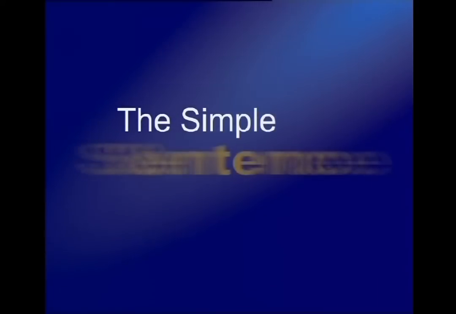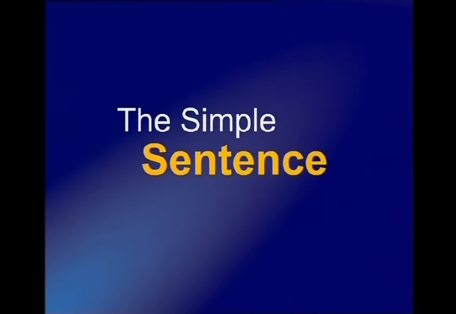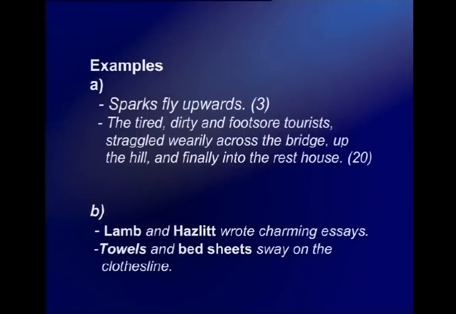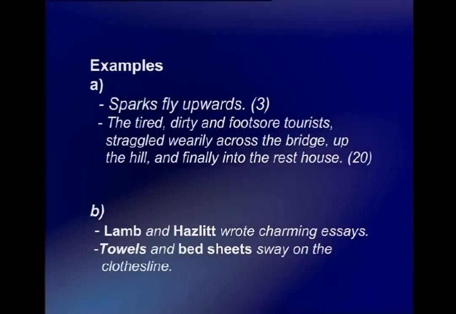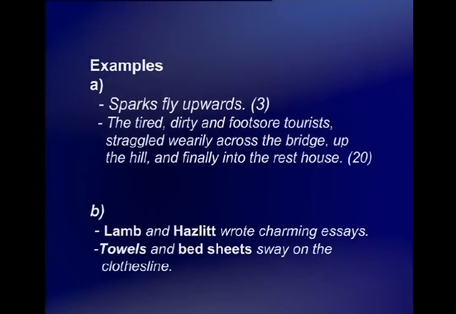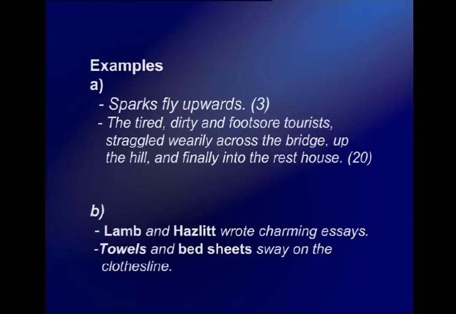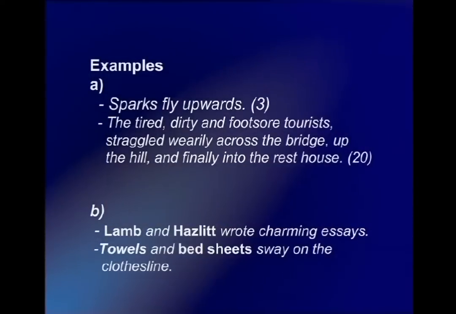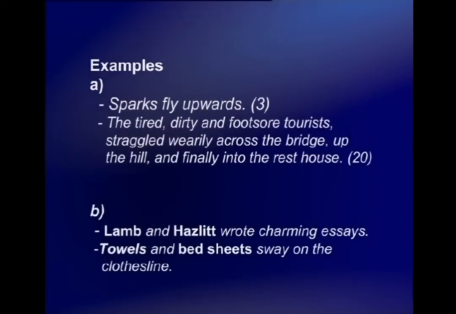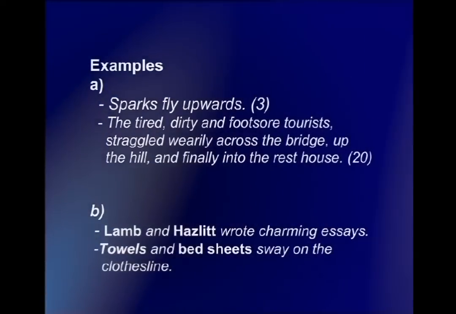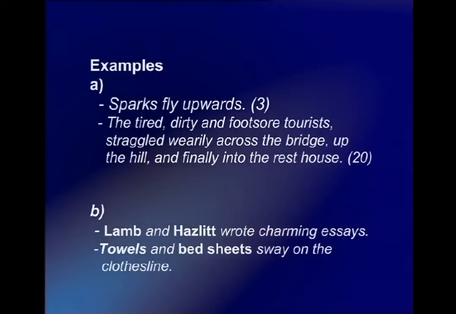The first one, the simple sentence. Any sentence, however long or short, that has only one subject verb combination, and expresses a complete thought, is a simple sentence, consisting of one subject and one verb. Example, sparks fly upwards. That's one sentence. The other one, the tired, dirty, and footsore tourists straggled wearily across the bridge, up the hill, and finally into the rest house. Now notice, in these two sentences, the first sentence has only three words, and the second one has 20 words.